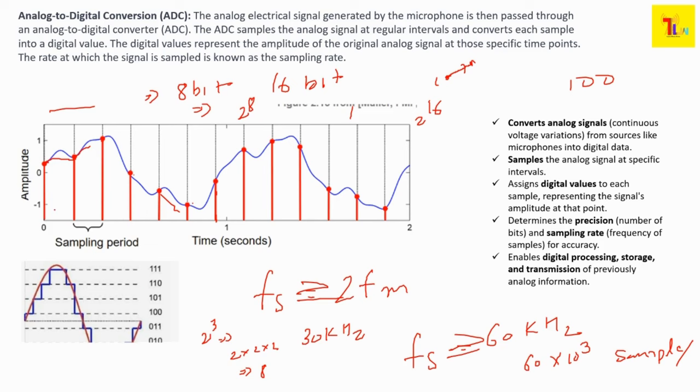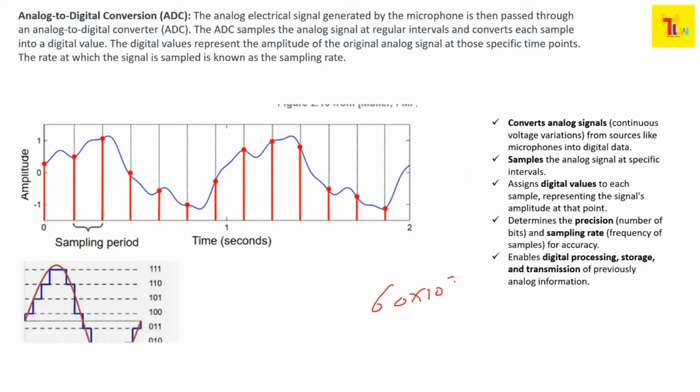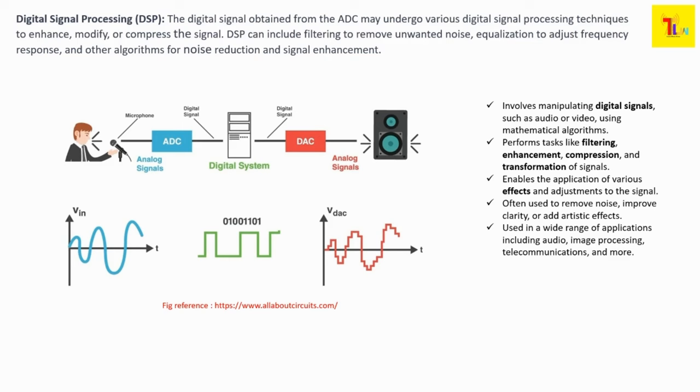So if we follow 8 bit conversion, each sample will be converted into 8 bits. If your sampling rate is 60 into 10 to power 3 samples per second, how many bits can you generate in 1 second? Each sample is converted into 8 bits, so your bit rate will be 480 kilobit per second, or 480 into 10 to power 3 bits per second, right? So this is the analog to digital conversion. After this you will get the digital binary data. Then digital signal processing will refine the data and add some protection mechanisms and so on.